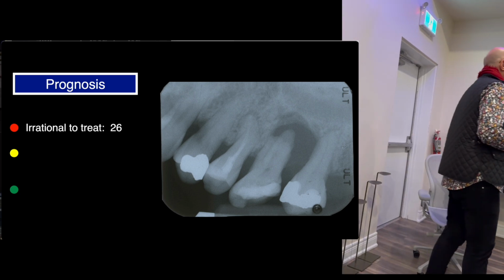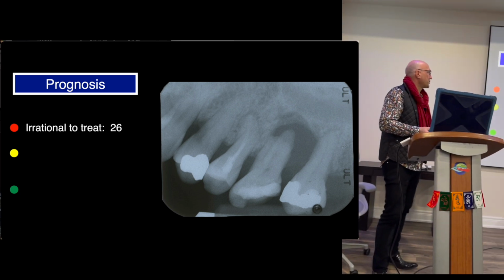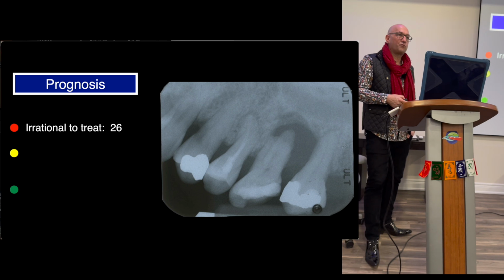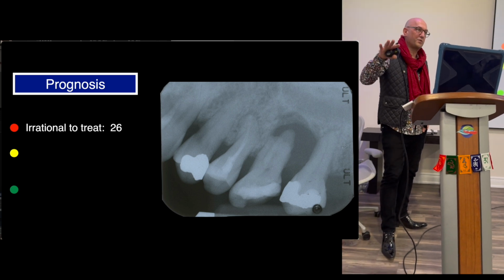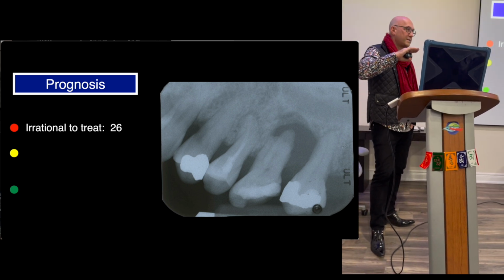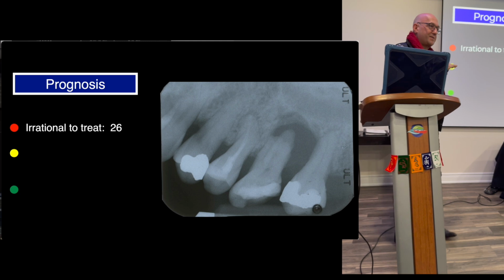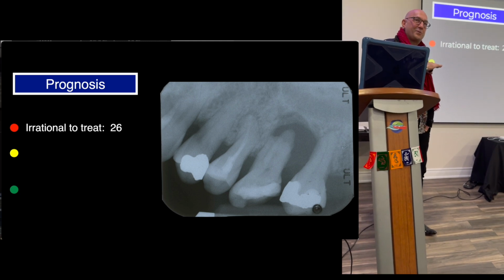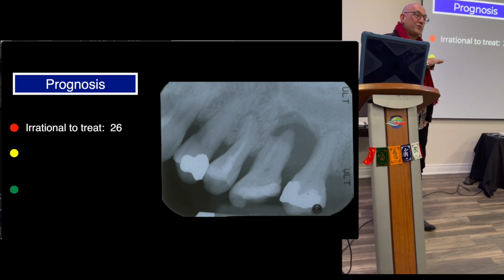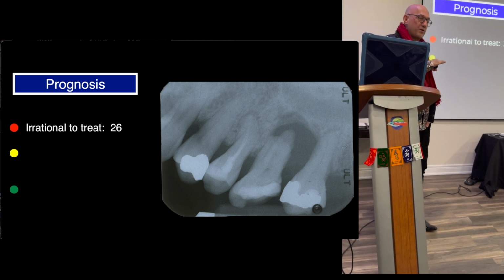Right? The first category is irrational to treat. Irrational to treat. There is no doubt that 2.6, it doesn't matter how well Donna is going to scale this, we're not going to get anywhere. You're not rational if you think you can treat this.